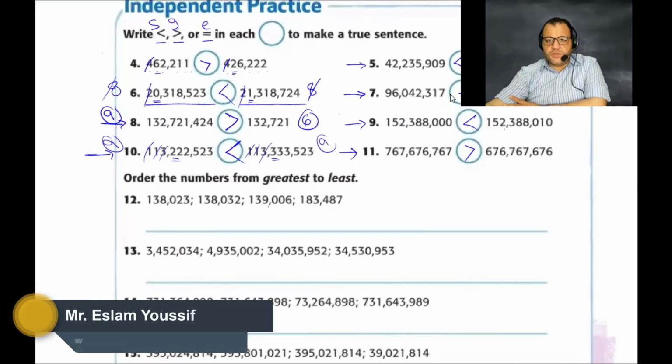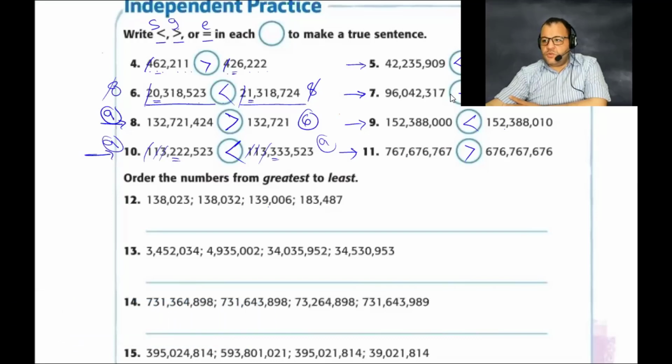So we can start now. Bismillah ar-Rahman ar-Rahim. I will open the mic when you need. If you need to ask about any question, please raise your hands and I will open the mic.